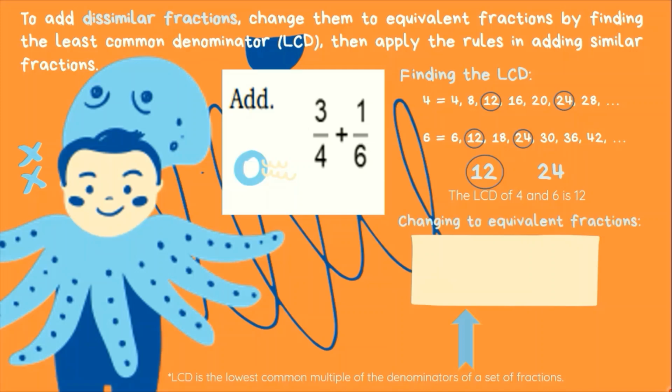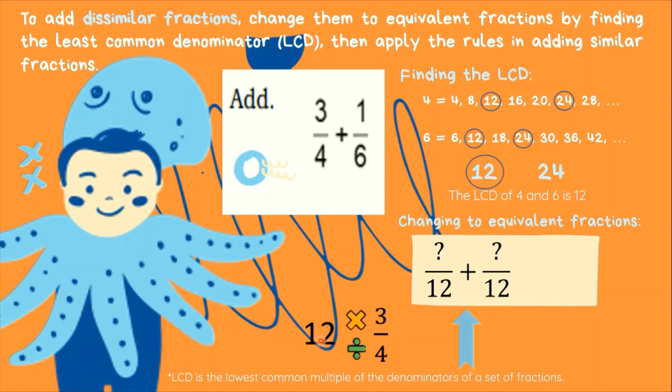Kapag nahanap na natin ang LCD, it's time for us to change these dissimilar fractions into equivalent fractions. Gagamitin natin as denominator yung ating nakuhang LCD, which is 12. Unahin natin si 3/4. 12, ito ang LCD, ito si 3/4. Gagawin natin siya equivalent fraction, ito ang process. First, we have to divide the LCD by the denominator. Pag nakuha na natin yung quotient nilang dalawa, pataas ang ating proseso. Pwede na nating i-multiply yung ating nakuhang quotient sa LCD at denominator kay numerator.